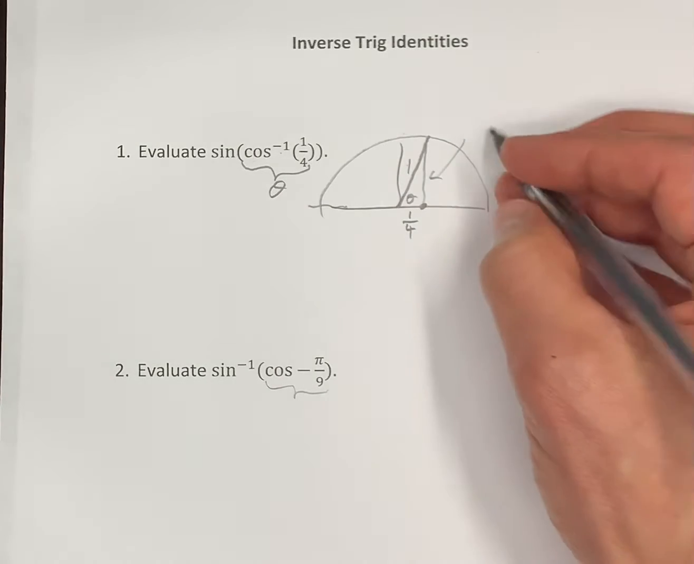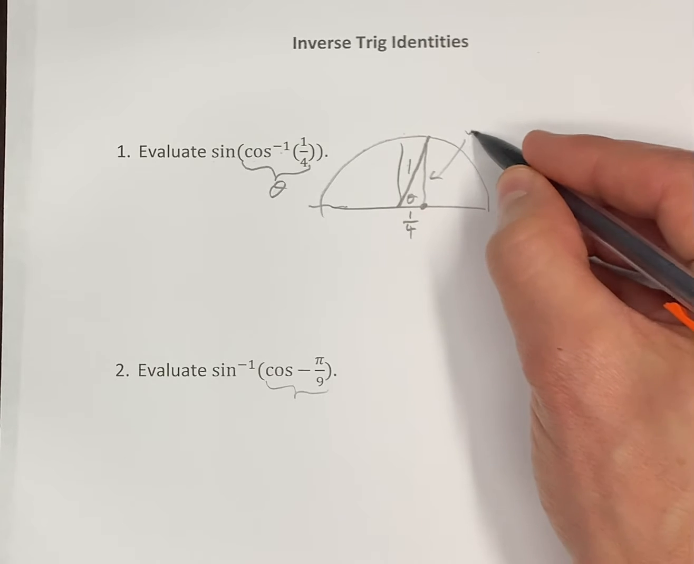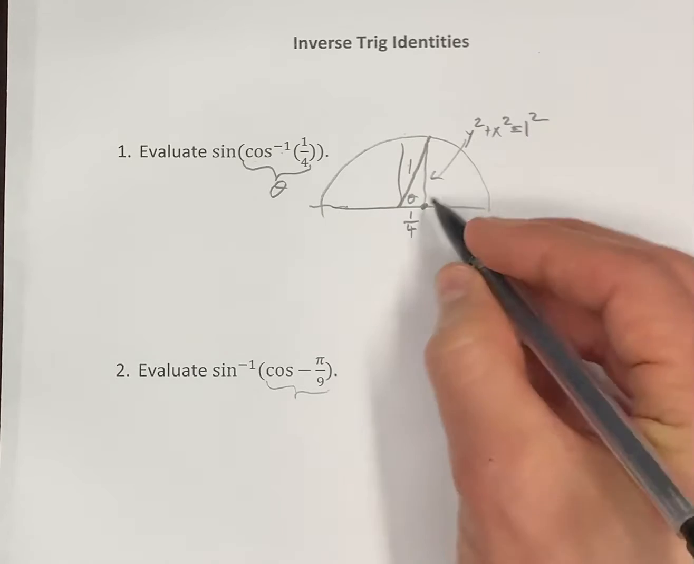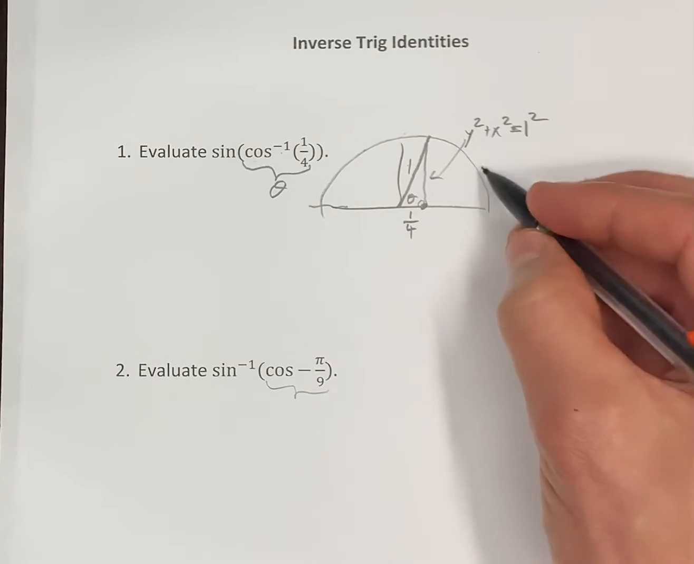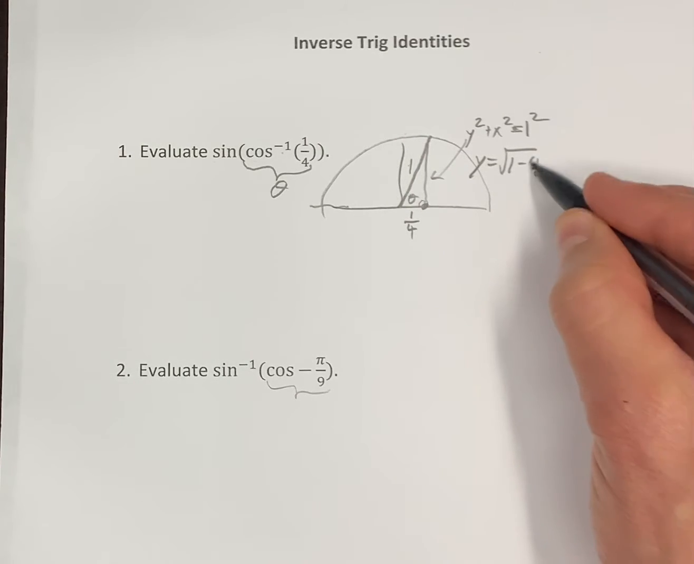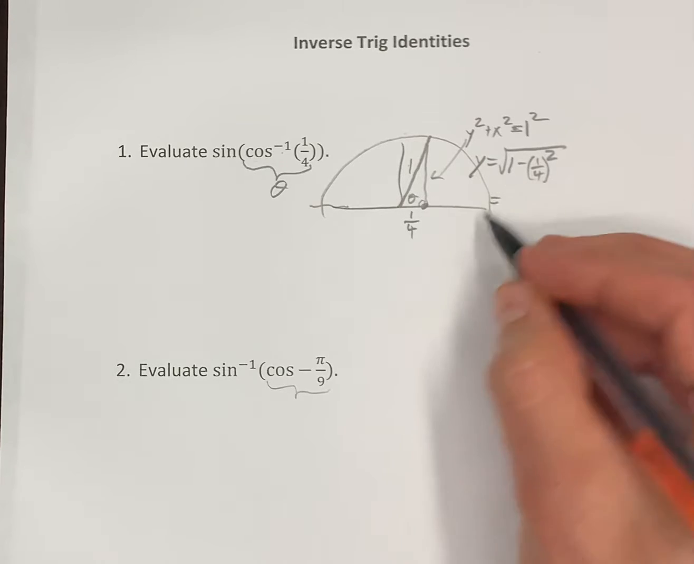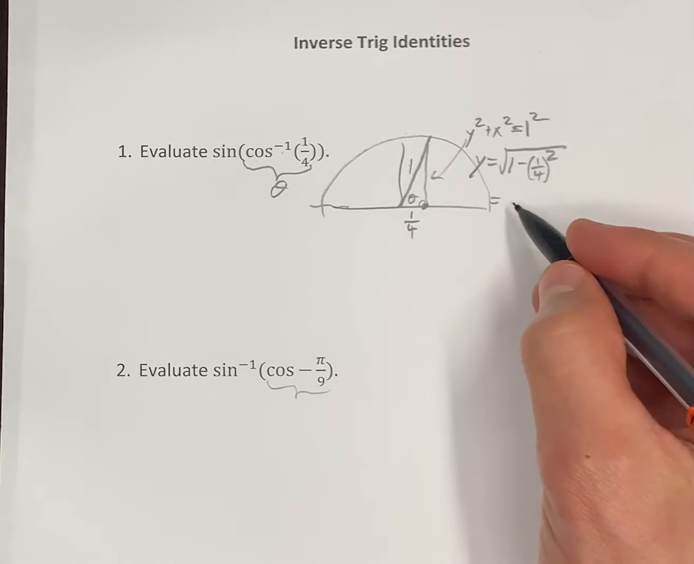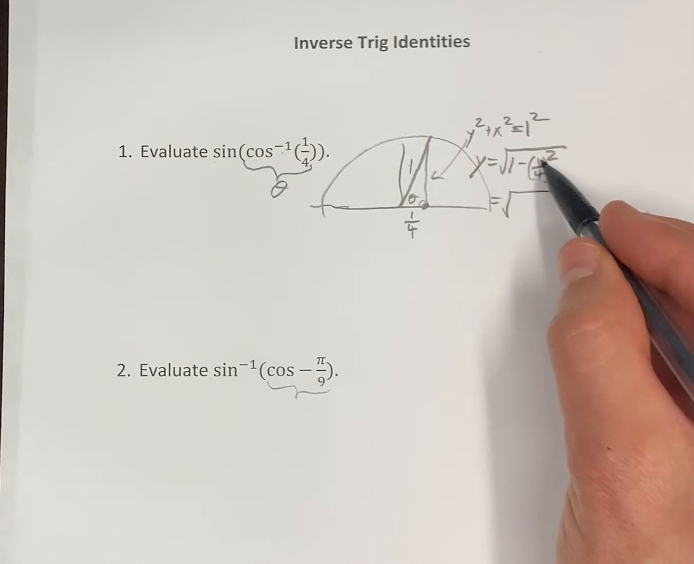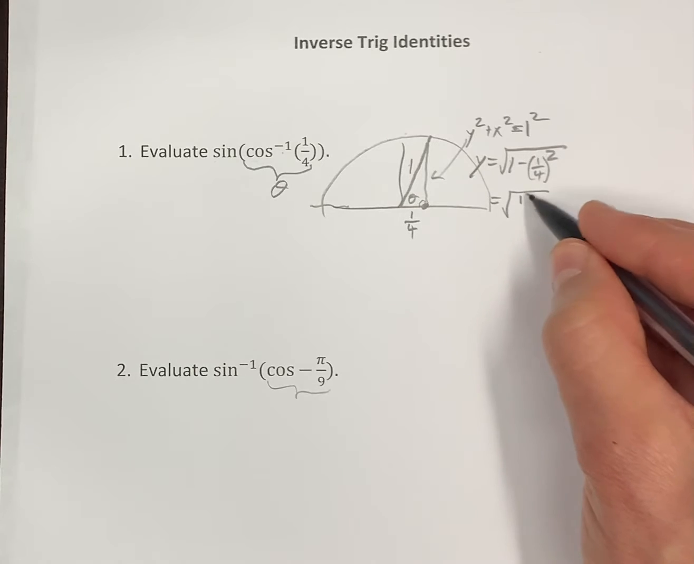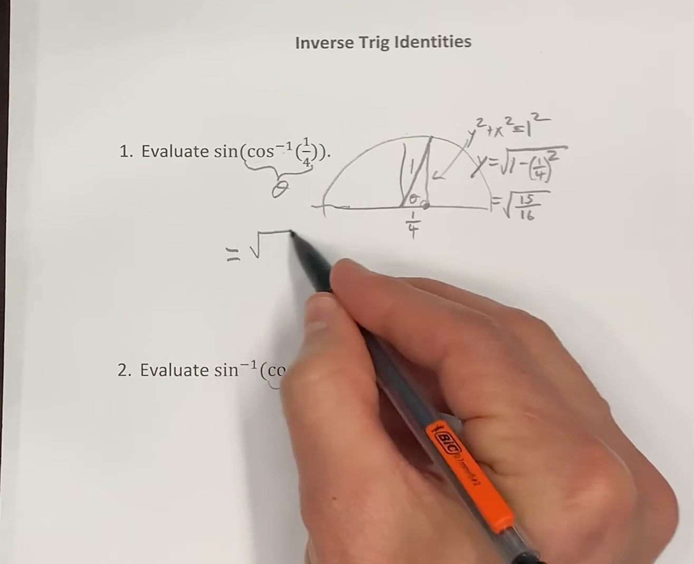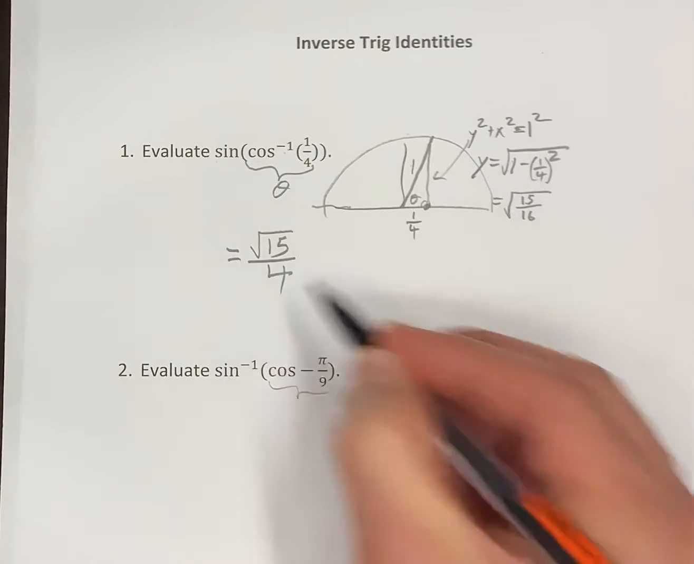How do you get that? You're going to get that by saying, well, if y squared plus x squared equals 1 squared, right? The Pythagorean theorem. So what does that mean? It means y equals the square root of 1 minus 1/4 squared. It's positive, of course, because we're above the x-axis. So that's the square root of 16/16 minus 1/16, which is 15/16. And so typically we would simplify that as root 15 over 4, okay?